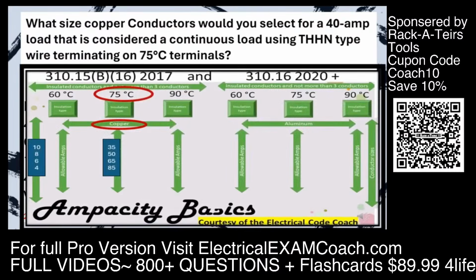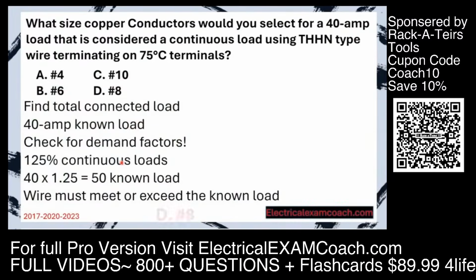We head over to our primary ampacity table. We're going to start on the left-hand side because they want copper conductors, and we're in the 75° C column. We come down and we find a wire that meets or exceeds our load, and we're going to put it on a number 8. Great job!